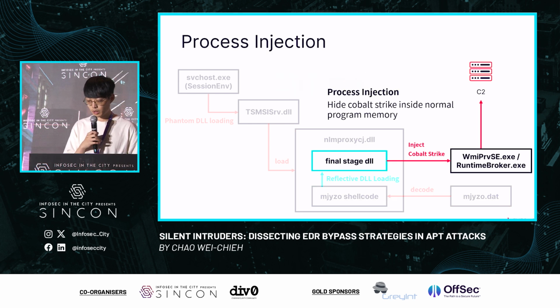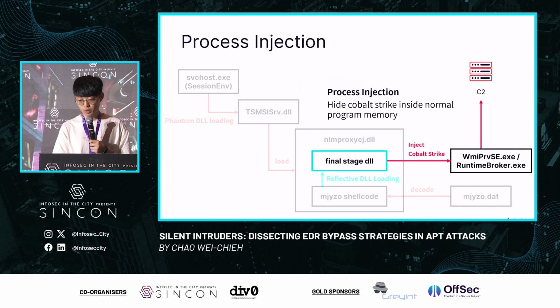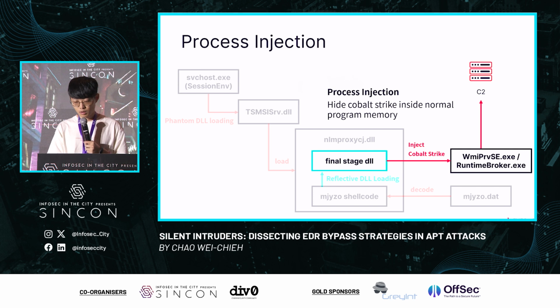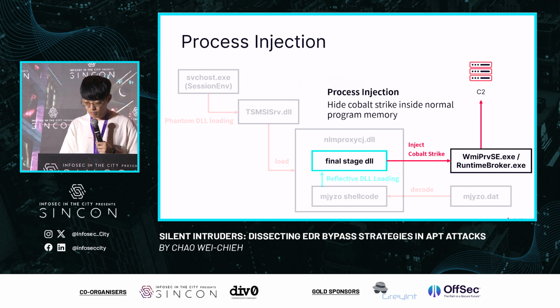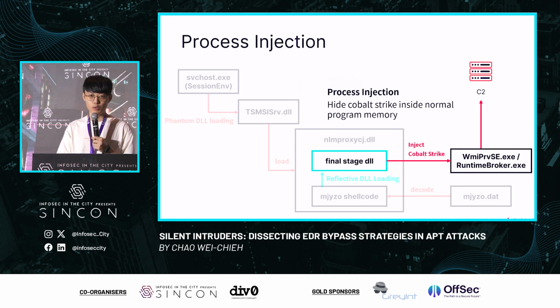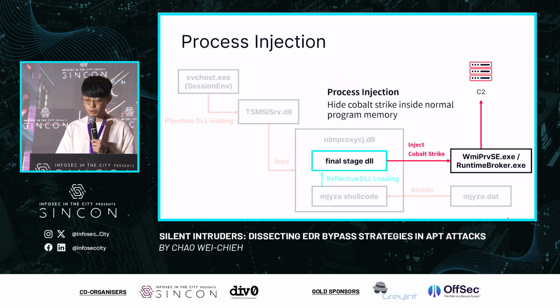So in the final stage, the attacker used process injection to insert the backdoor into the memory of a legitimate process. So this will allow the malicious code to hide within a normal program's memory. So in this case, it hides in WmiPrvSE and the runtime broker. The malware will randomly choose one of them to inject.